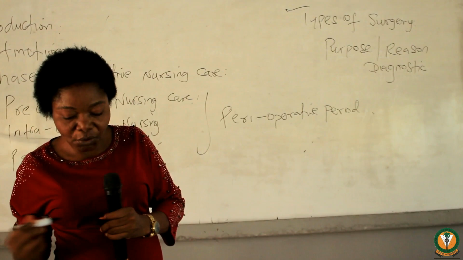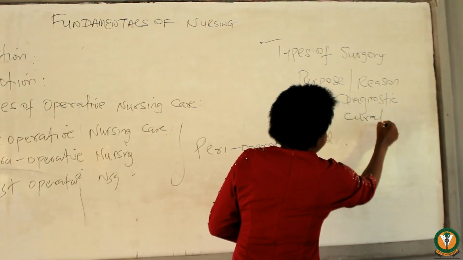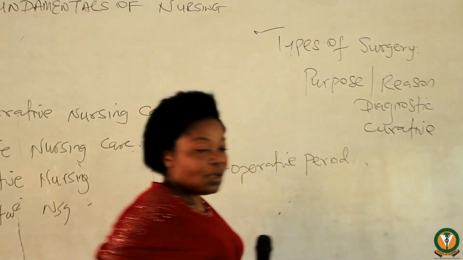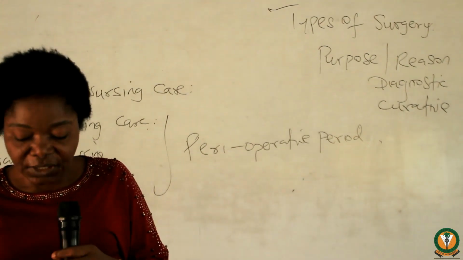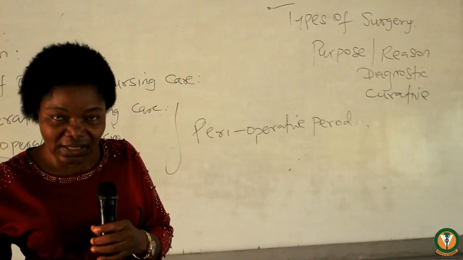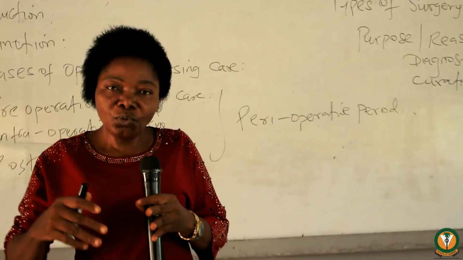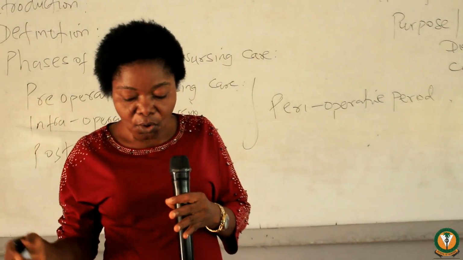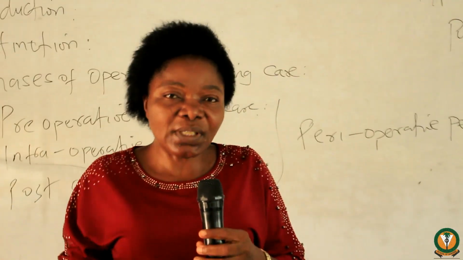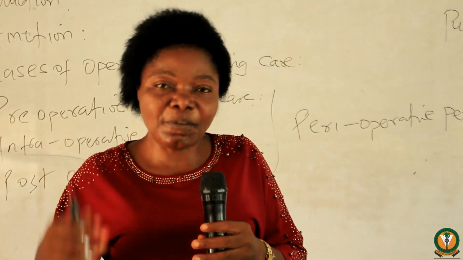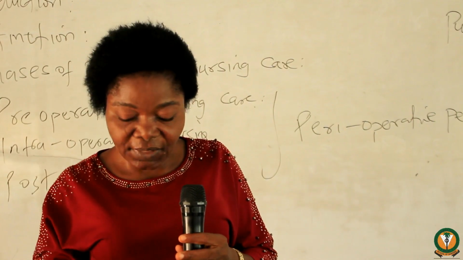Another type of surgery according to purpose is curative surgery. Curative surgery is done to cure a disease or a condition. Example of surgery under this is excision of a tumor. Once a patient has abnormal growth, you do a surgery to excise it. Or an inflamed appendix: the diseased part is cut off or excised in order to cure the patient of that condition.